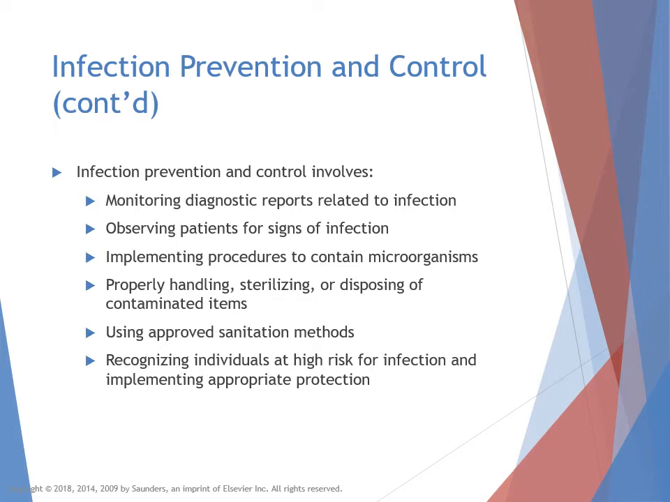Infection prevention and control, continued. So infection prevention and control involves monitoring diagnostic reports related to infection, observing patients for signs of infections, implementing procedures to contain microorganisms. Remember, implementing is like when we actively do something. Properly handling, sterilizing, or disposing of contaminated items. Using approved sanitation methods. And recognizing individuals at high risk for infection and implementing appropriate protection.